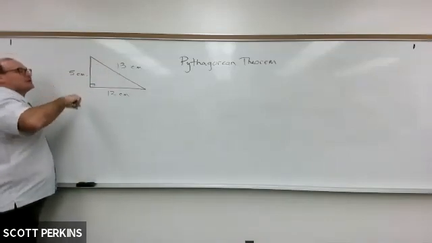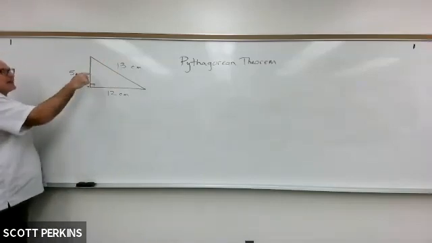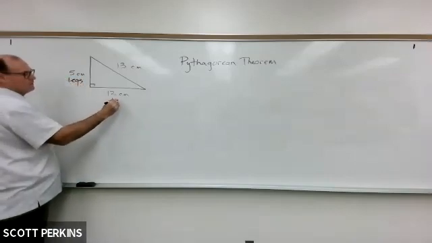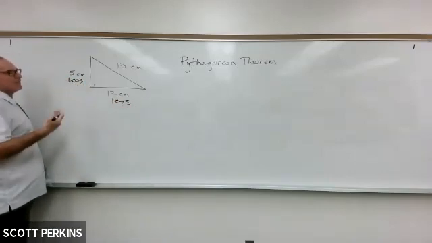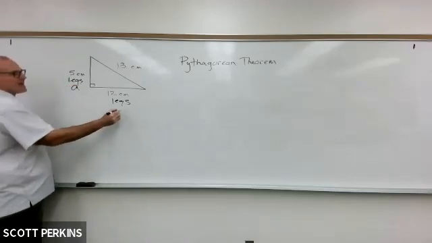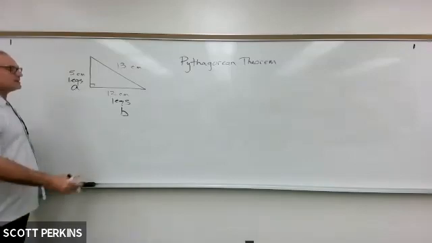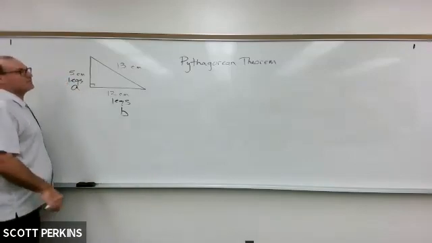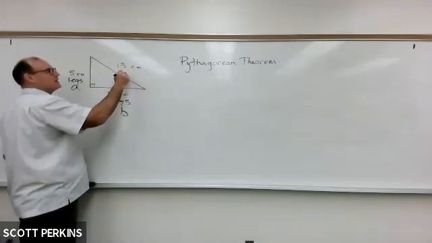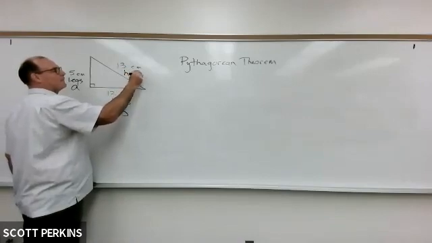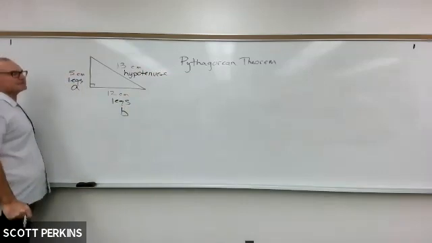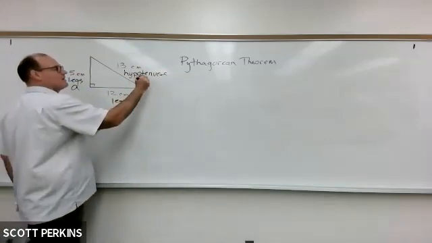The letters that are usually associated with the sides: these two sides that surround the right angle are called the legs of the right triangle. You don't have to remember that. It's just fun trivia. And the letters that are usually used are the letters A and B. You can use anything you want, but A and B are the traditional ones. The long side, on the opposite side of the right angle, I just recently learned how to spell this, the hypotenuse. It's a fun math word to say. And the traditional letter for this is the letter C.